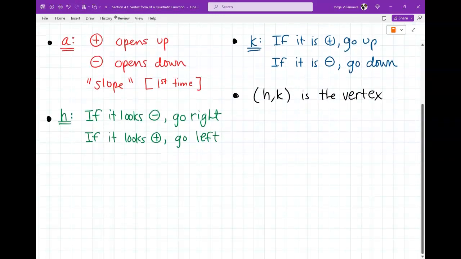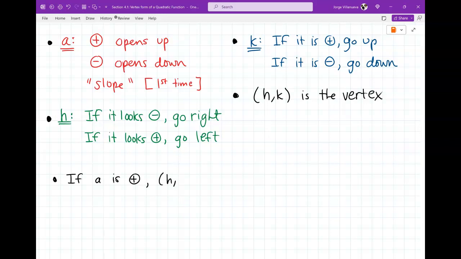So, if A is positive, then H, K is a minimum, okay? So the vertex is a minimum, meaning the vertex is the lowest point of the graph. So if A is positive, the vertex is a minimum. H, K is a minimum. There's going to be some problems on your homework where they're going to do that.